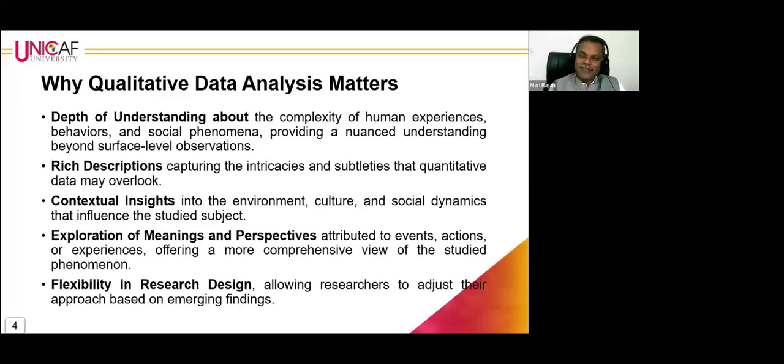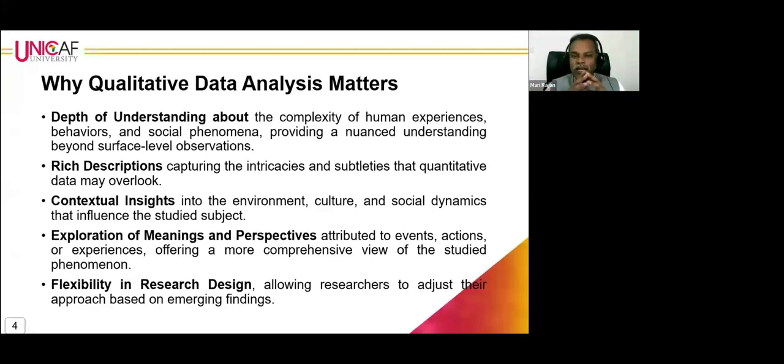But qualitative data analysis will show you what is behind the surface level of your observations. You are seeing something with your eyes, but when you do proper qualitative data analysis, it gives you what you have not seen. Even when you are seeing something, you can get more information than the observations. It will give you more in-depth information, behind the surface level observation. Then it also gives a rich description about the particular phenomenon.